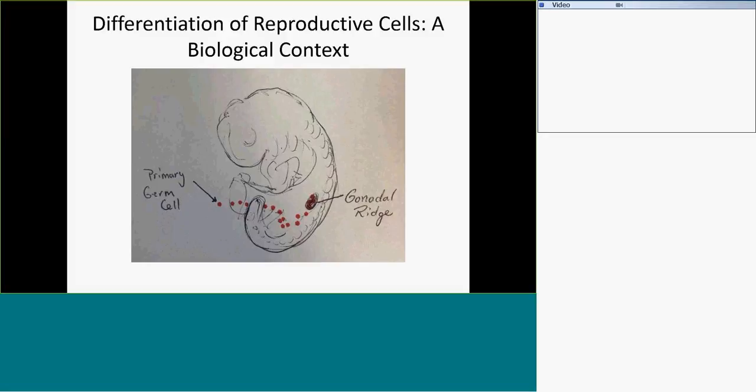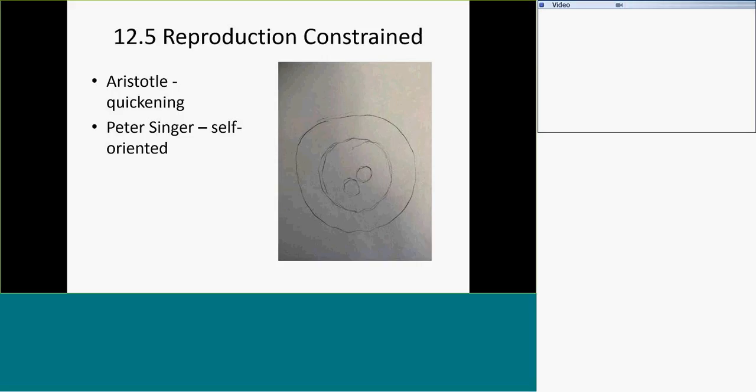So this region later develops into either what would be the testes or the ovary. So that's the site of meiosis taking place, right? Forming gametes, forming sex cells. And then lastly, this idea in your text about reproduction being constrained. You have multiple people talked about here how Aristotle considered the quickening the start of life.